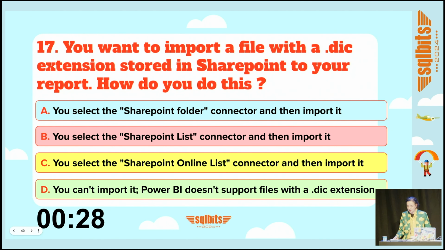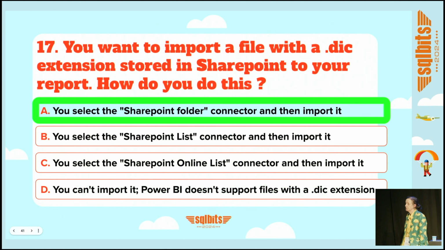The next one, 17. You want to import a file with a dict extension stored in SharePoint to your report. How do you do this? A, you select the SharePoint folder connection and then import it. B, you select the SharePoint list connector and then import it. C, you select the SharePoint Online list connector. Or D, you cannot import it because Power BI doesn't support dict extensions. What's the correct answer here? I see D's, B's, A's, and C's. Yeah, it does support dict extension because it's a dictionary file, and that's basically a text file.